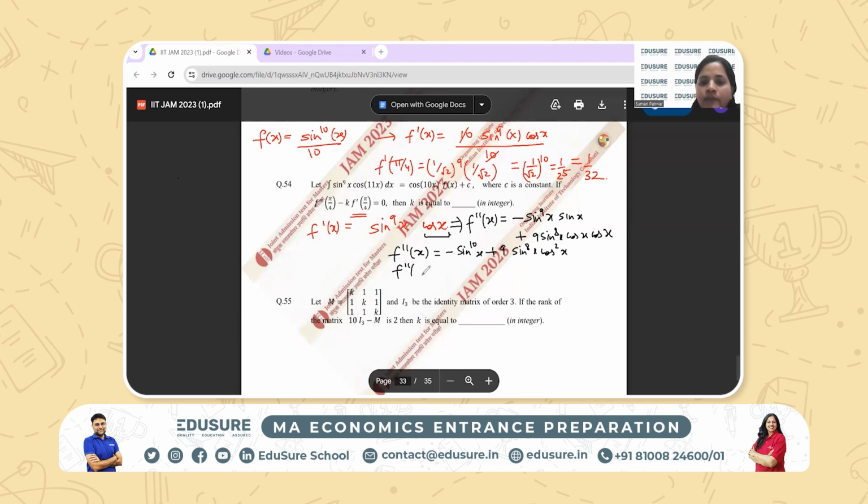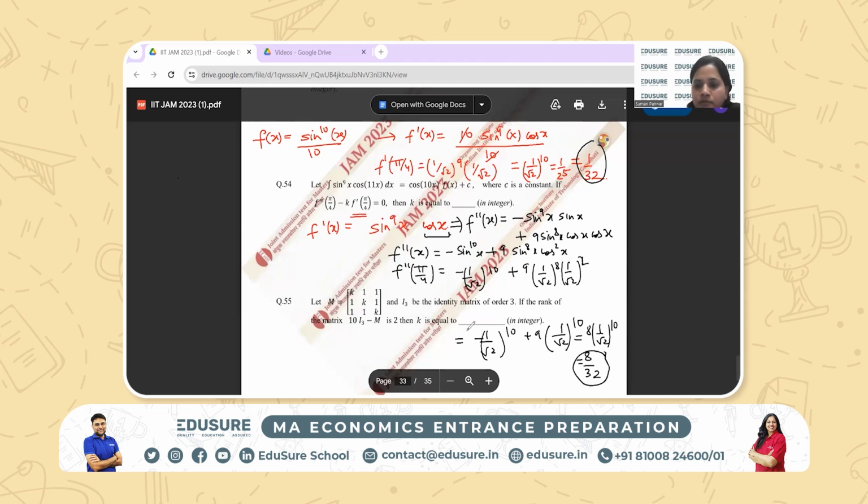Now you again put the value pi by 4. So it will be minus 1 upon root 2 whole power 10 plus 9 times 1 upon root 2 whole power 8 times 1 upon root 2 whole power 2. So this will be minus 1 upon root 2 power 10 plus 9 times 1 upon root 2 power 10, which is 8 times 1 upon root 2 power 10, which is 8 by 32. Okay. So I have the value of f dash pi by 4, and I have the value of f double dash pi by 4.